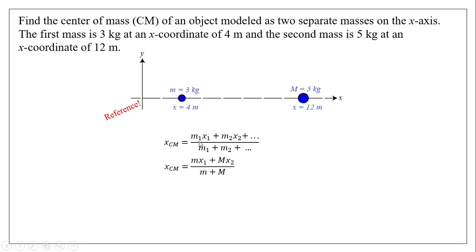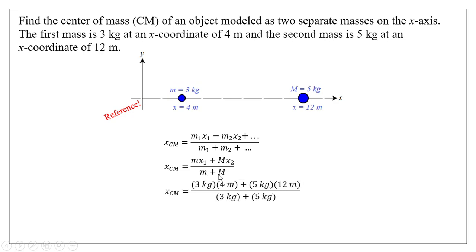Alright, so I'm just going to go ahead and treat m1 as little m from left to right. So there's little m, and that's x1. And then m2 would just be capital M here, whatever you want to label it as. So this is 5 kilograms according to the diagram. Alright, other than that, the sum of the masses goes on the bottom.